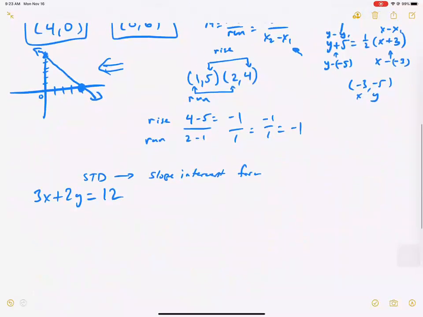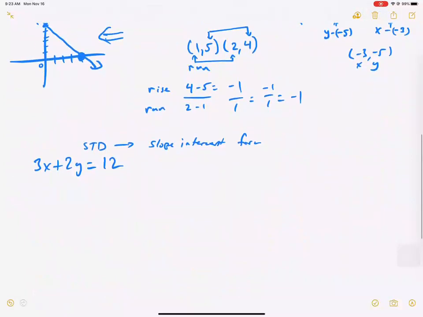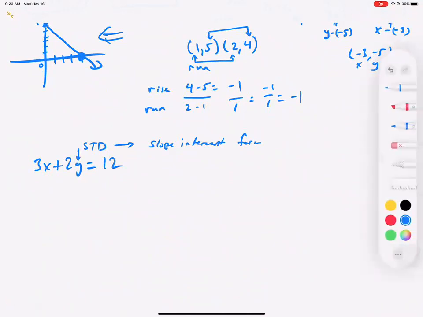Okay, let's go ahead and change our standard form to slope-intercept form. So we are going to solve for y. And that's the only thing that we want to say. Slope-intercept form is y equals mx plus b. And we're solving for y. Get that y by itself.